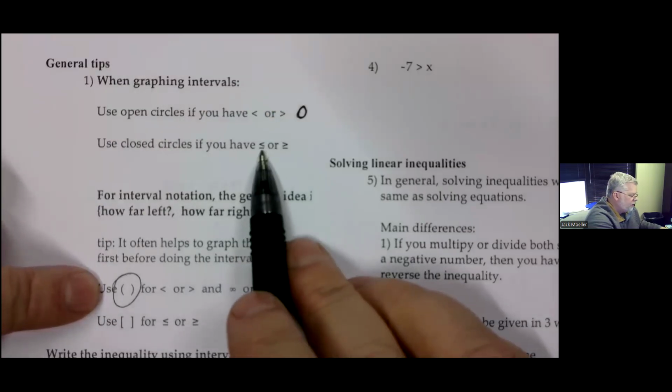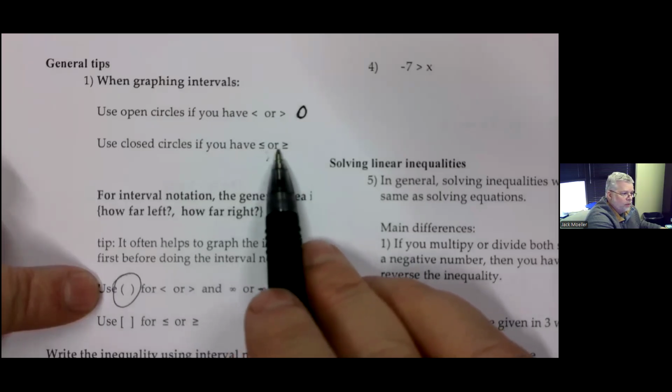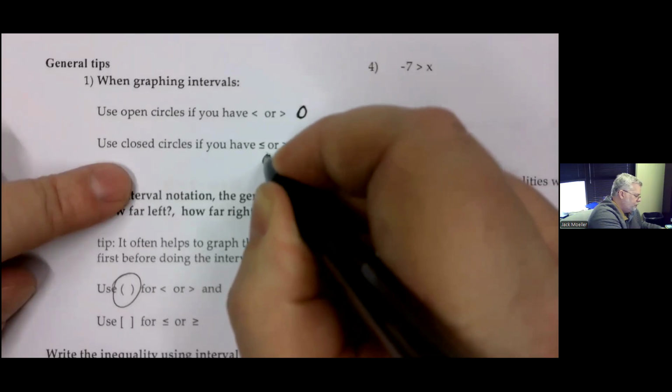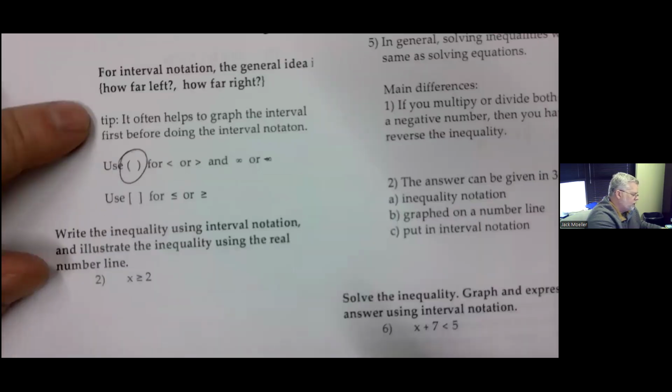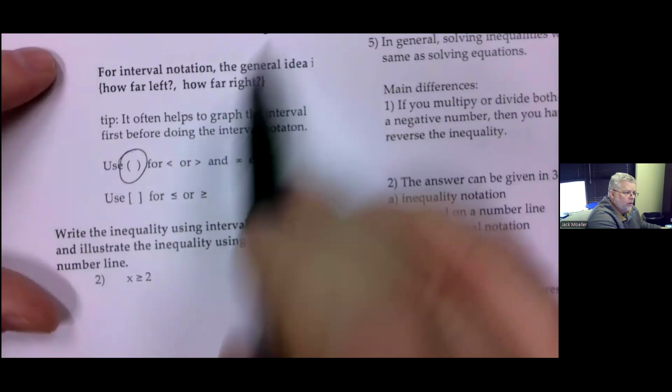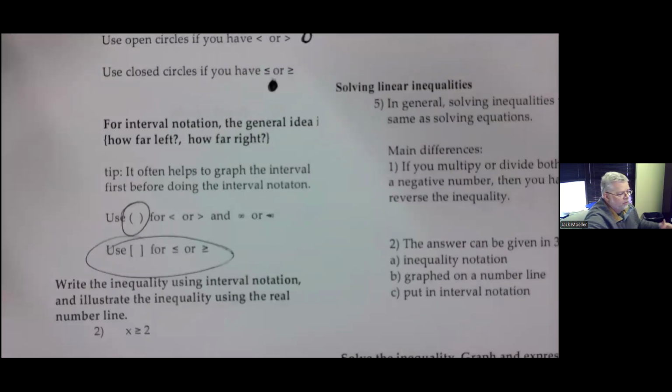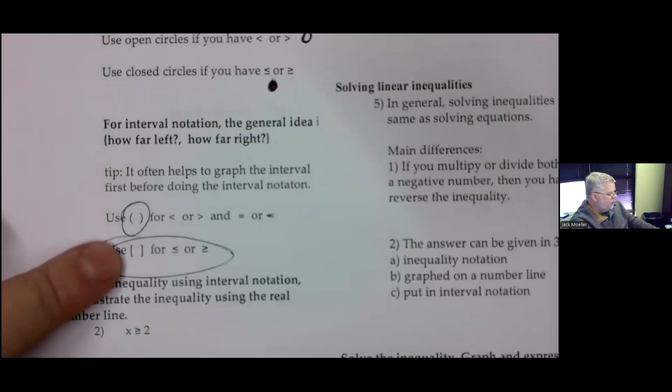Now, if we have less than or equal to or greater than or equal to, the equal part, now we're going to use closed circles on the number line. Does that closed circle mean we can equal that number? Or we're going to use brackets in our interval notation, except for infinities, and we'll talk about that. But when you see brackets, that means you can equal the number.